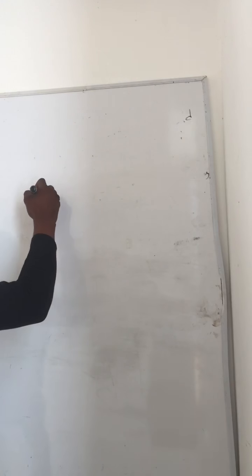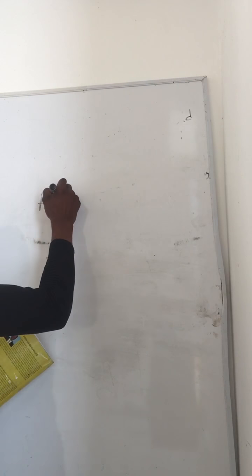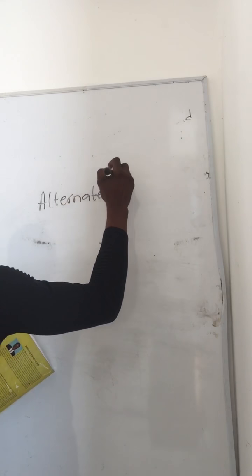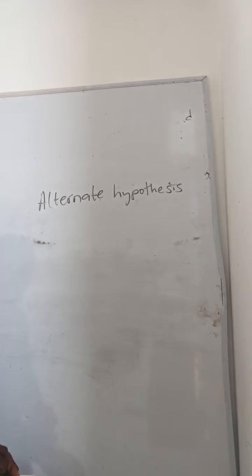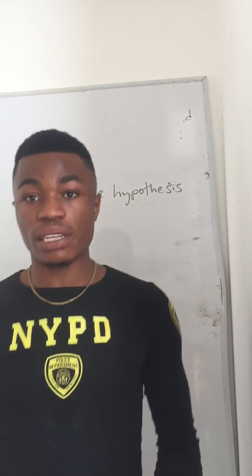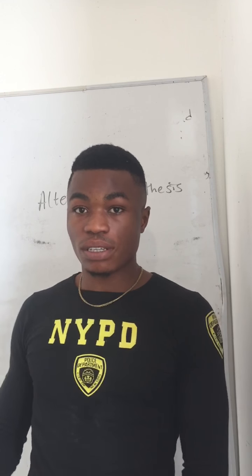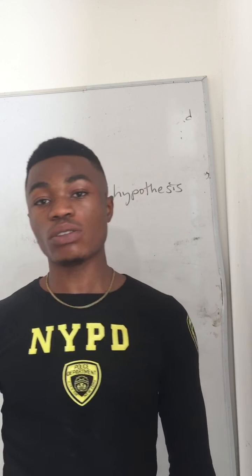Now let's move to the alternate hypothesis. After setting our null hypothesis, the next thing to do is to set our alternate hypothesis. The alternate hypothesis is dependent on the claim we are trying to prove. That's what determines how our alternate hypothesis will be.